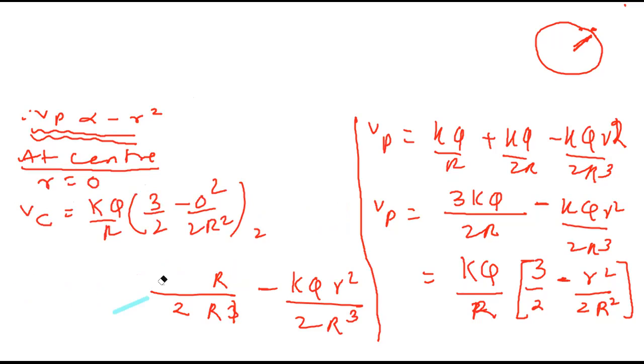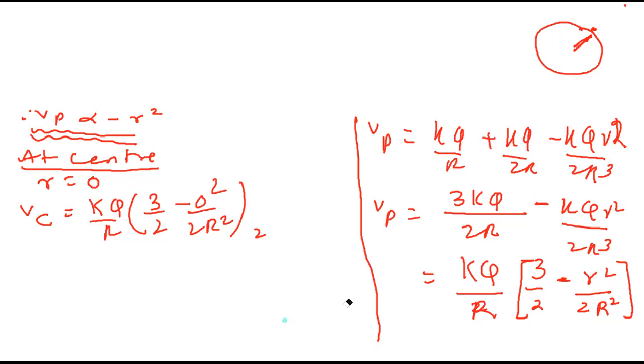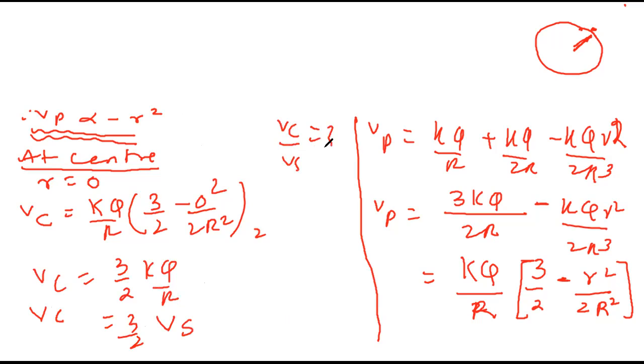See, if it is a solid conducting sphere or hollow sphere, then at the center and on the surface the potential was the same. If it is a non-conducting solid sphere, at the center we are getting 3 by 2 KQ by R. Therefore, V at center is 3 by 2 KQ by R, and this is V at the surface. So V at center upon V at surface is 3 by 2. So the center value is always greater than that of the surface.